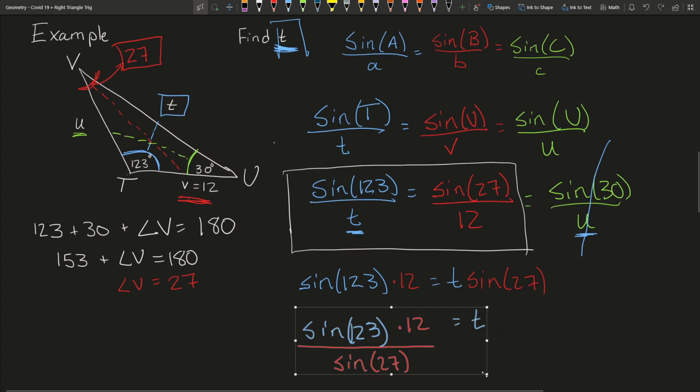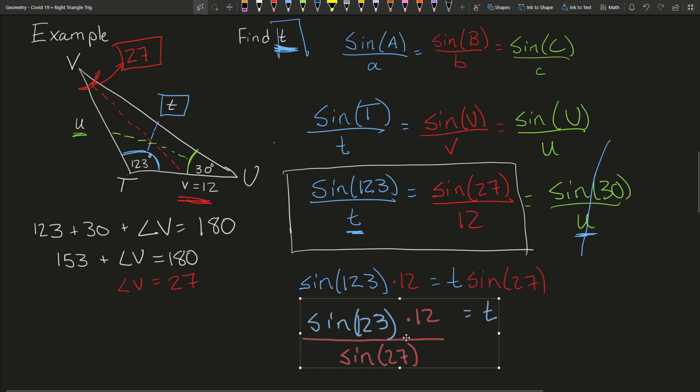Okay, so then we have an expression for t. We have that t is equal to sine of 123 times 12 divided by sine of 27. Okay, and then we can go to a calculator and get an answer. But before we do that, are there any questions about what I've done so far?